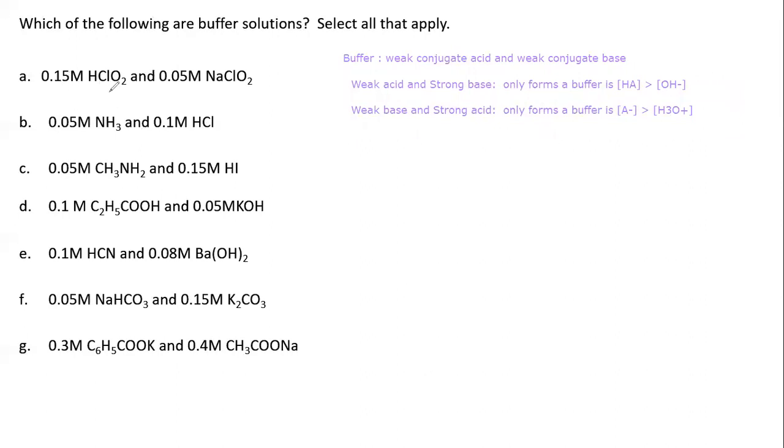So now, knowing this, here we have a buffer made up of chlorous acid and sodium chlorite solution. We want to know if this forms a buffer. Chlorous acid is a weak acid. Chlorite is its conjugate base. Yes, this would form a buffer solution. Next, we have ammonia and HCl. So ammonia is a weak base.